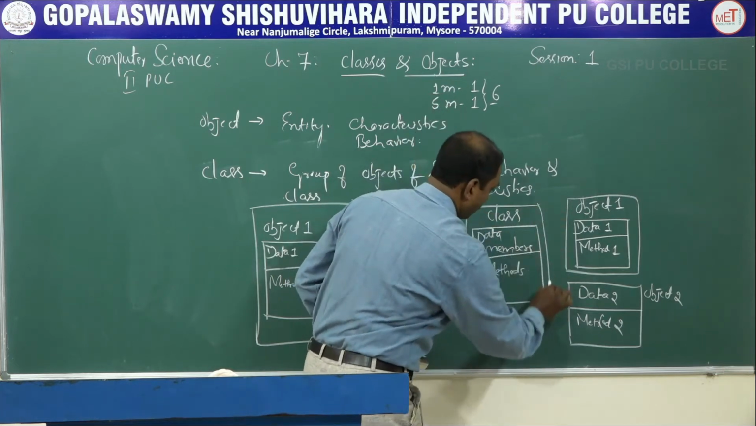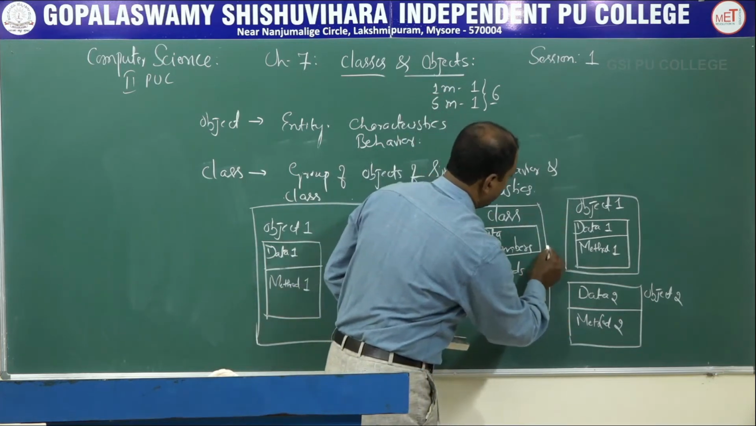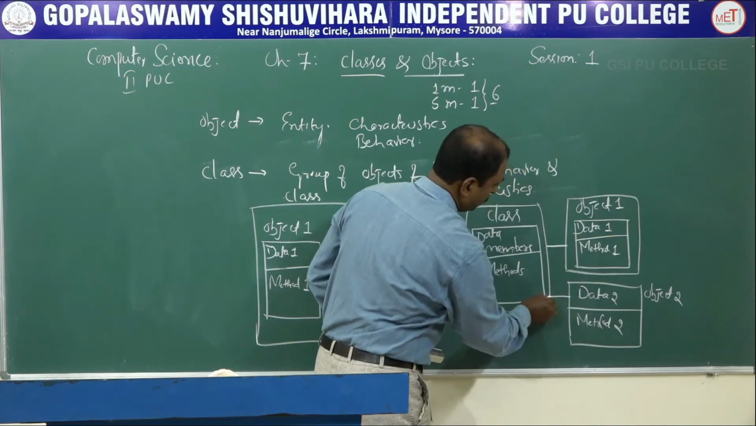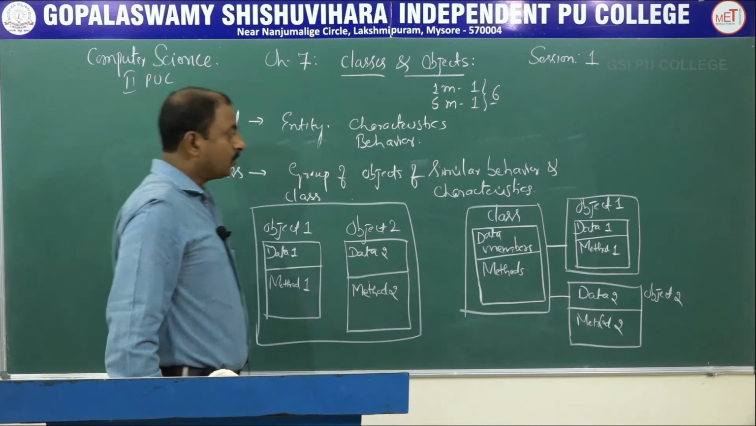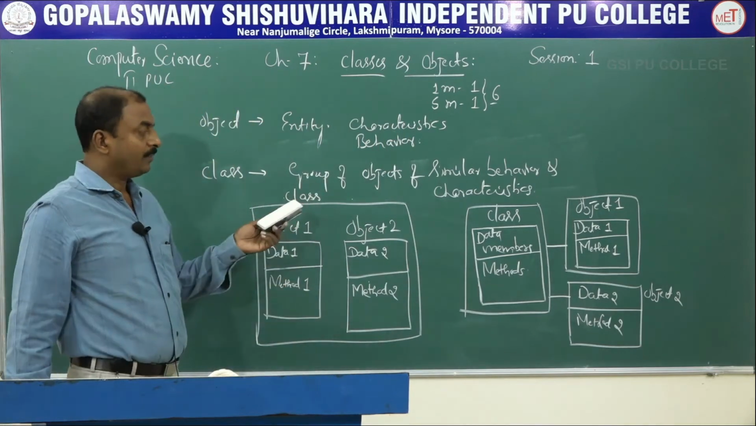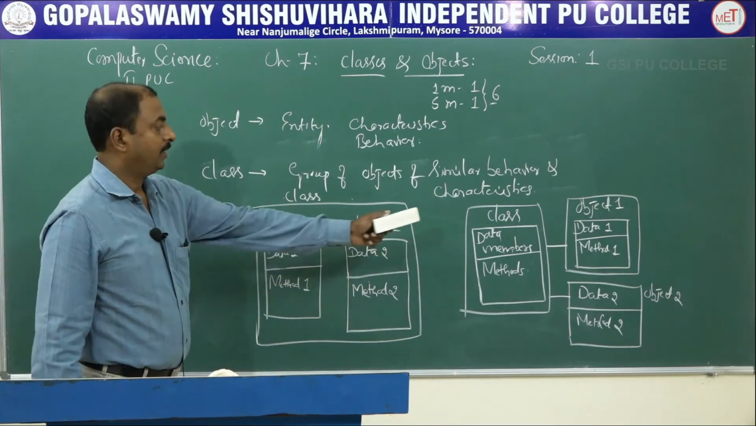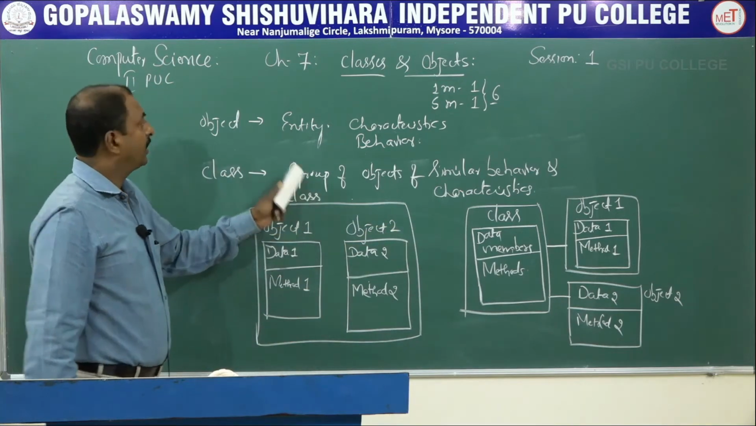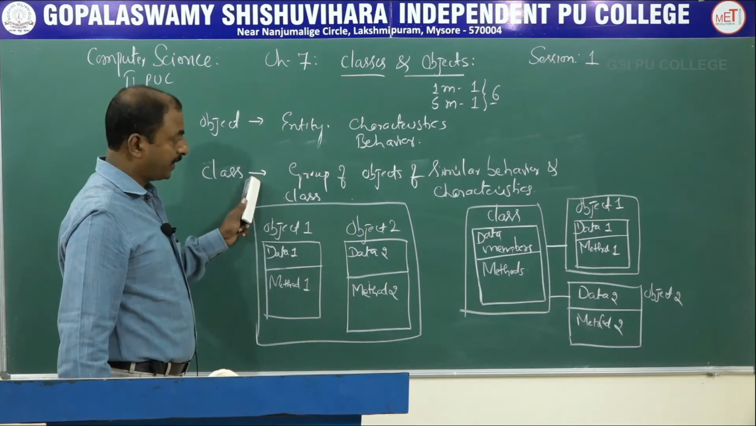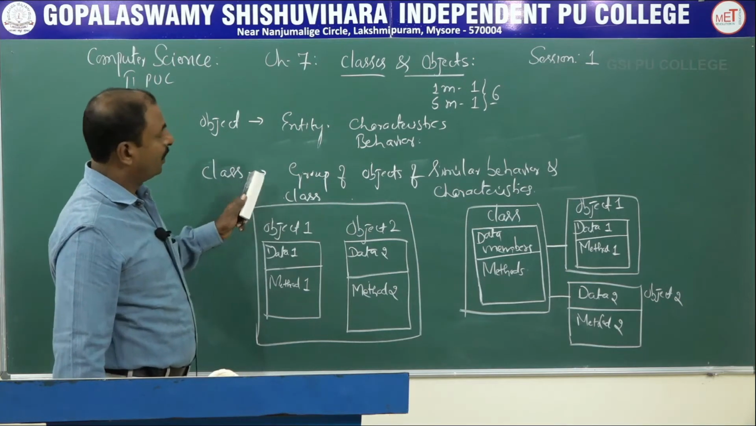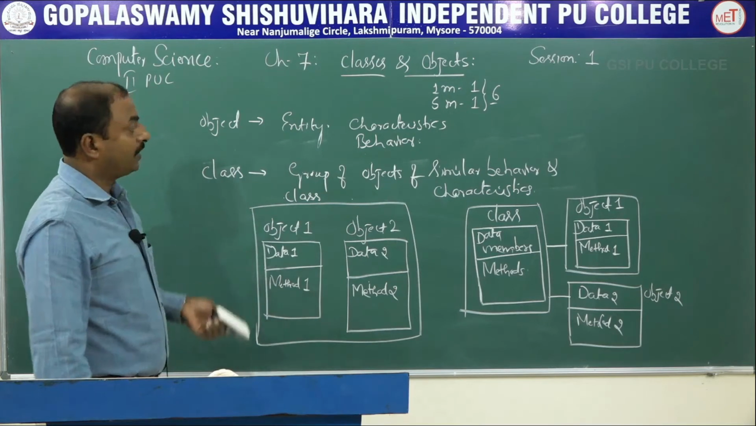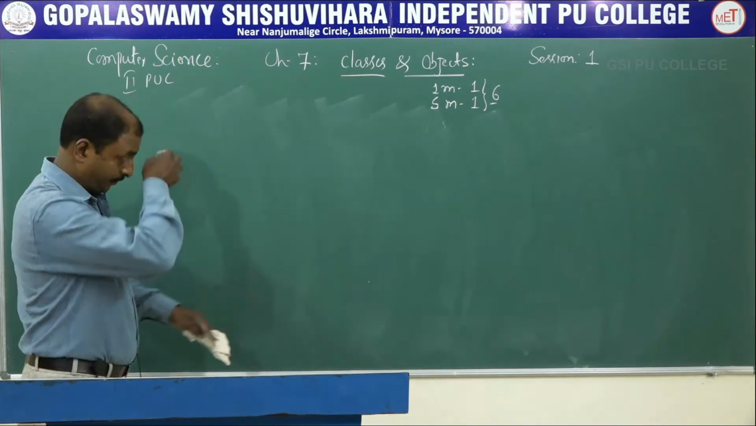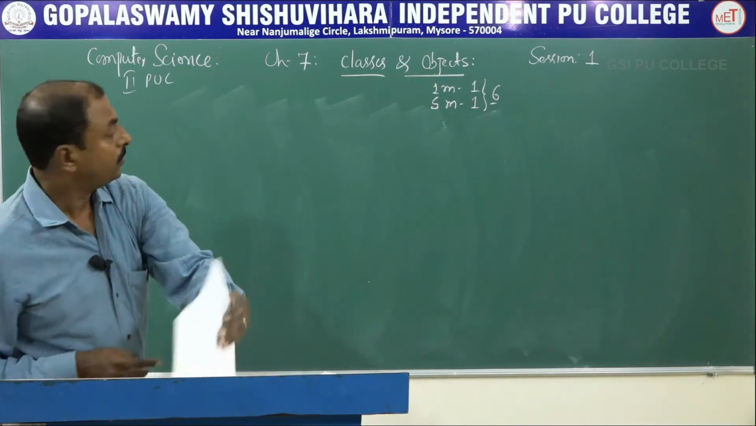And this class has two objects, 1 and 2. So this is how we can also represent class and objects like this. This is what you learned in the previous chapter, class as well as objects. Now, by looking at this, what is the definition of a class? We write the definition of a class once again.